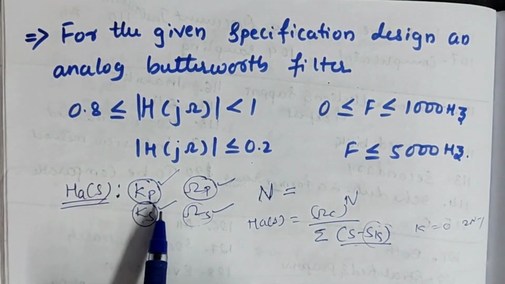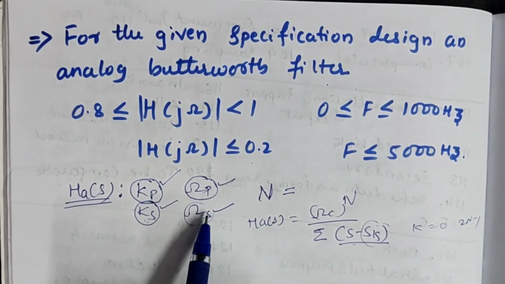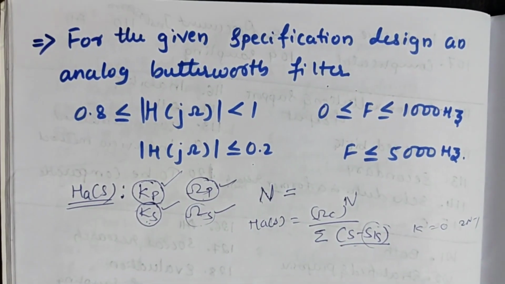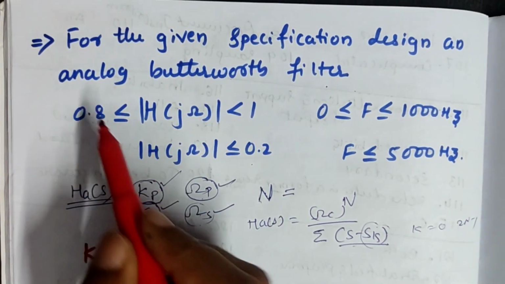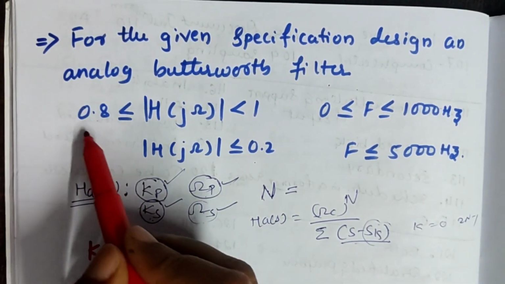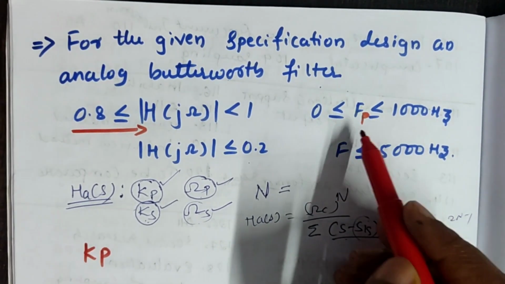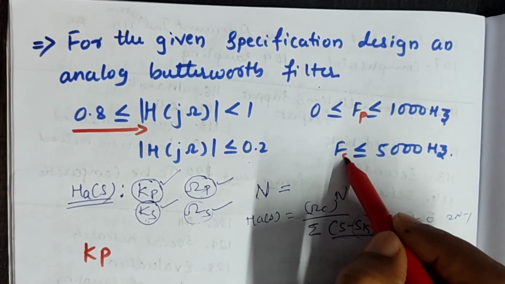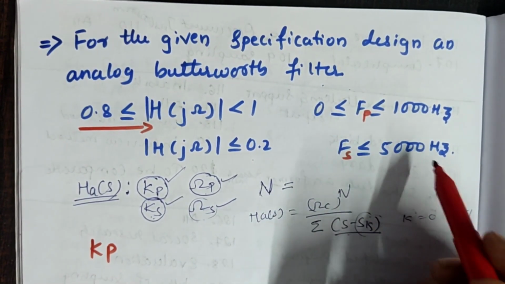Here neither have they given KP nor KS, omega P and omega S. So in this case, how do we deal with this? First we require KP, the passband gain. This is about your passband, because this is FP, and this is FS, meaning passband frequency and stop band frequency.